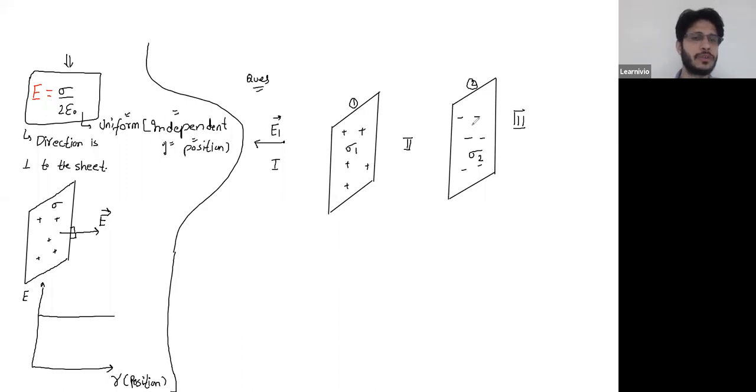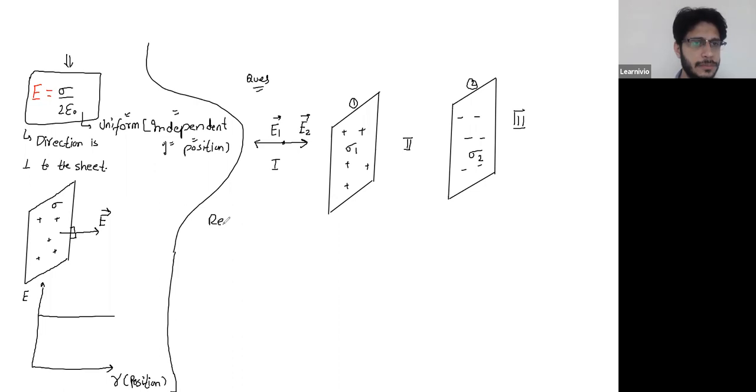And what about the direction of field in this region due to second sheet? No, it's not towards left. It's a negatively charged sheet. The direction of field due to a negative charge is towards the charge. So for the negative charge, the direction of field would be towards the charge.